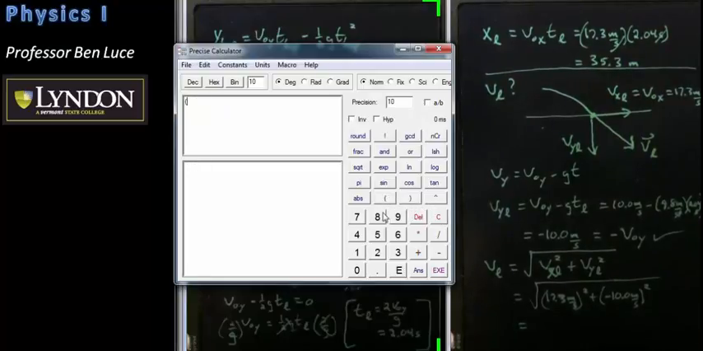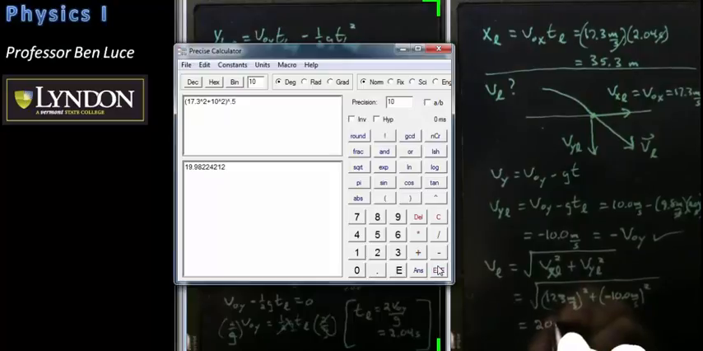And if we calculate this out carefully, then we'll have 17.3 squared plus 10 squared, taking into account that the minus sign is squared out. And then we raise that to the 1/2 power, and we obtain 19.982242 and so on. And to 3 sig figs, if you round that up, you'll see that indeed we get 20 meters per second.